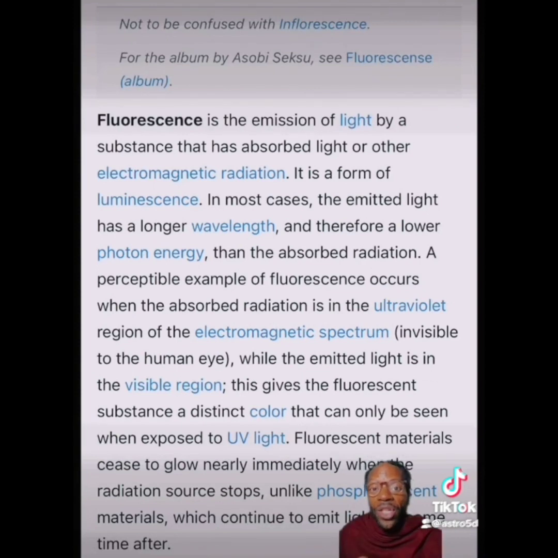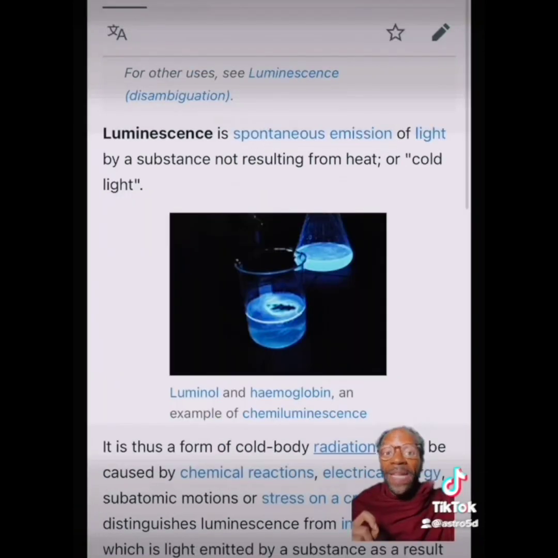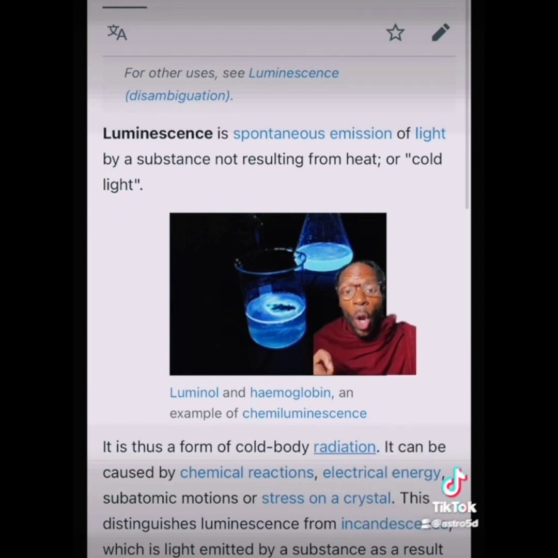Fluorescence is the emission of light by a substance that has absorbed light or other electromagnetic radiation. It is a form of luminescence. Luminescence is spontaneous emission of light by a substance not resulting from heat or cold light. It is thus a form of cold body radiation. It can be caused by chemical reactions, electrical energy, and subatomic motions, or stress on a crystal. Keep this in mind as we continue.